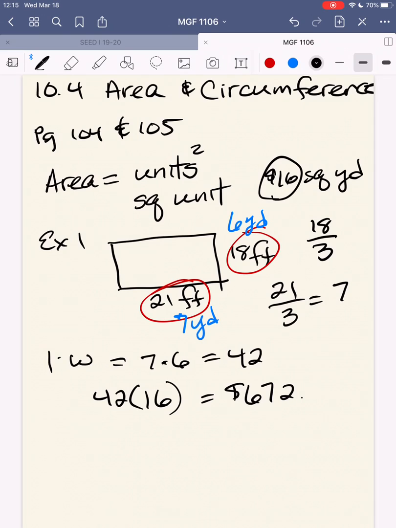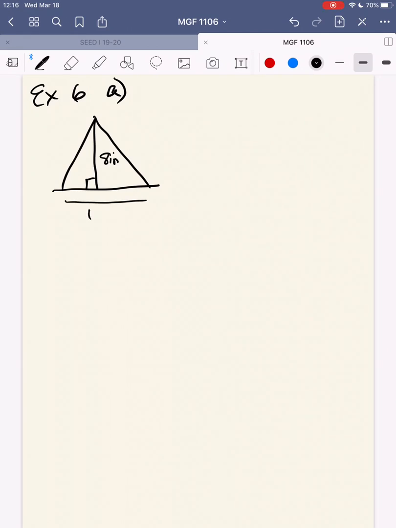And I'm going to go ahead and look at example 6. In example 6, I'm only going to go ahead and do part A. I'll leave part B for you. Okay, and I want to go ahead and look at a triangle, and I want to find the area of the triangle with correct units. So I have a triangle. Okay, it's 8 inches here, my right angle, and 14 inches here.